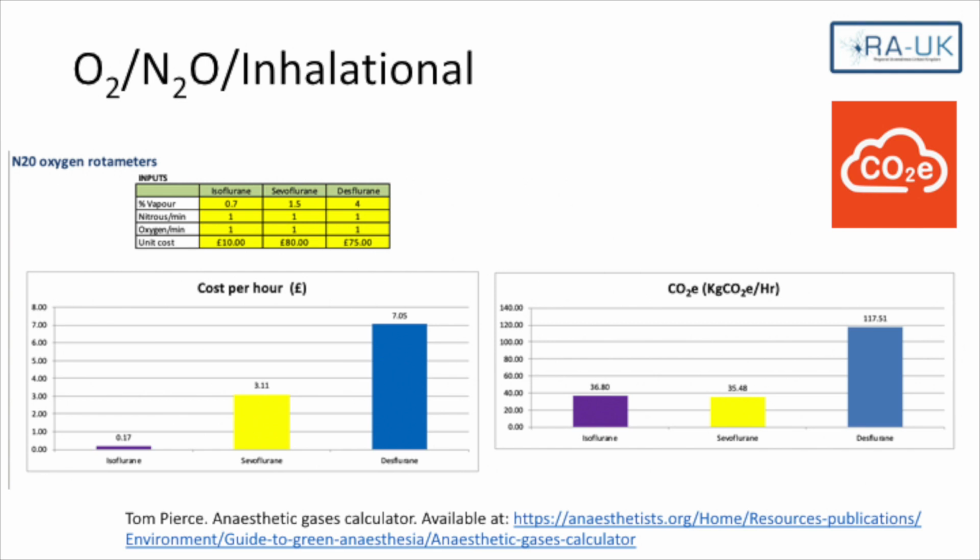And we can see this staggering amount of carbon dioxide, 117 kilograms per hour, when using desflurane at this relatively steady state, not incorporating priming of the anaesthetic circuit or the initial washing. Sevoflurane and isoflurane are better.